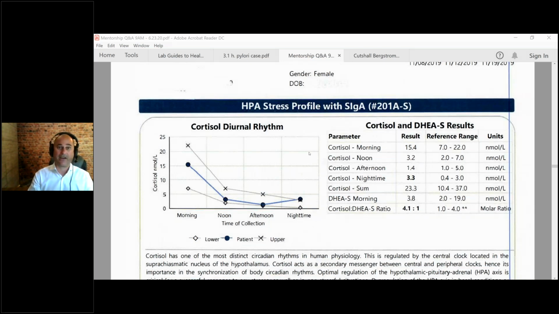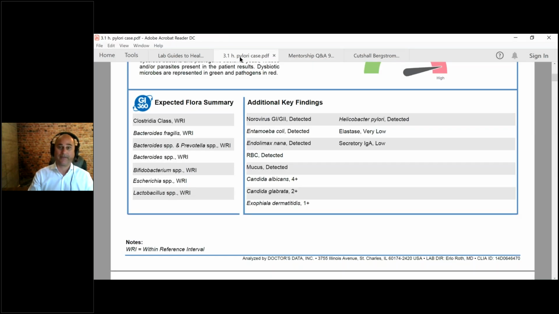And then you can get down to killing the H. pylori. So you see the H. pylori on the lab, you check the adrenals, get them on an adrenal program, and then start doing some killing of the H. pylori.